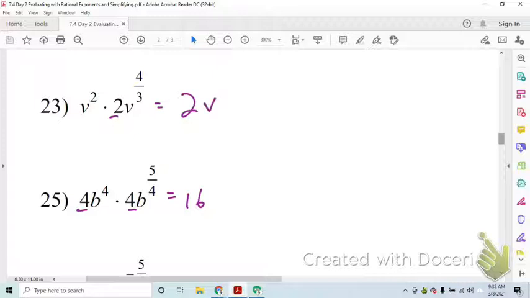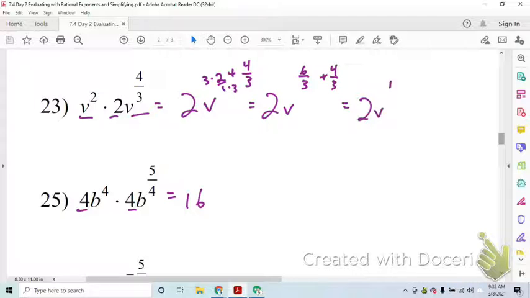So this would be 2 plus 4/3. When they're being multiplied like this, not a power of power, you add the exponents. So that 2v is going to stay there, and then 2 over 1. So I need to multiply this by 3 over 3. So it would be 6/3 plus 4/3. And so this would be 2v to the 10/3. Nothing you can do about that. No simplifying. After that, you're done.